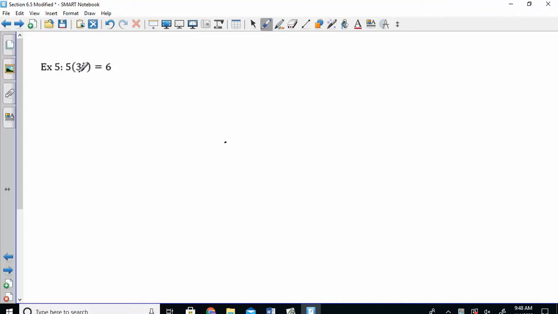In that case, we're looking for the piece that has the exponent, that 3 to the x. I want that by itself. So what do we do with this 5? So 3 to the x equals 6 over 5, or you can change that to 1.2, either way. Then, we can't get a common base, so what do we do? Log on both sides. You can do log base 10 or the natural log, either way.